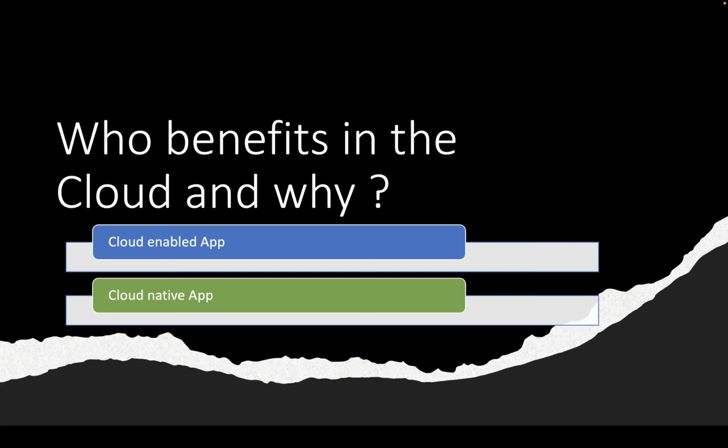Whatever the traditional applications running in the cloud are more kind of cloud-enabled applications, which are running on virtual machines or, it could be, a shared tenant, whatever it could be. They are called cloud-enabled applications. With that, we have some issues in terms of scalability. That's the key thing.